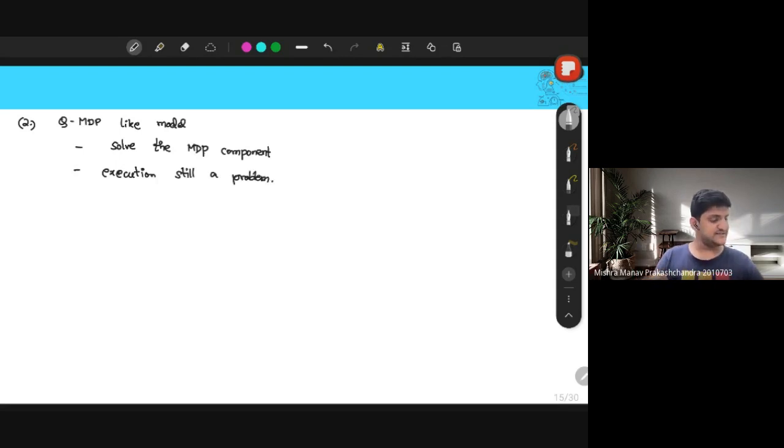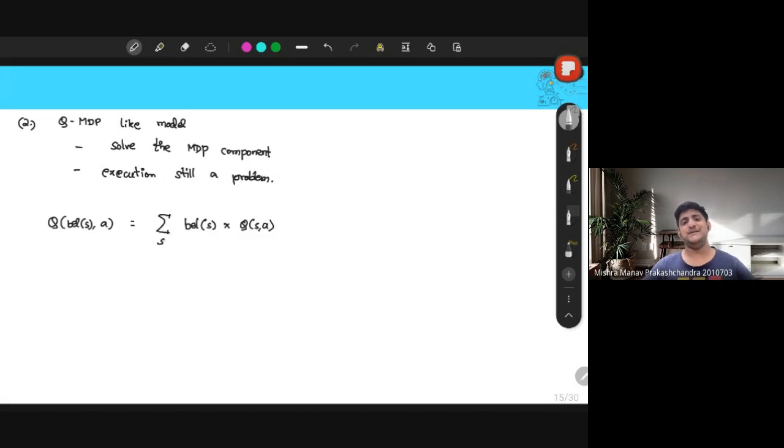So what you do typically in this case is you store the belief. Whatever belief you have, you multiply it with the Q function that you have solved from the MDP component, and then you sum it over all the states, and you call this the Q_bel of s, a. Okay, so this is how you do it.